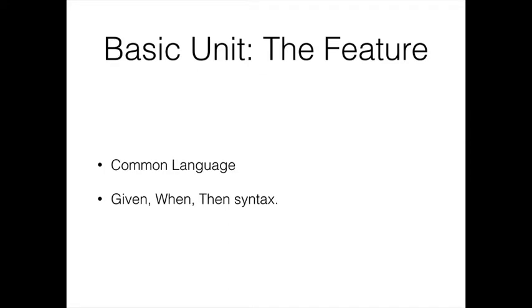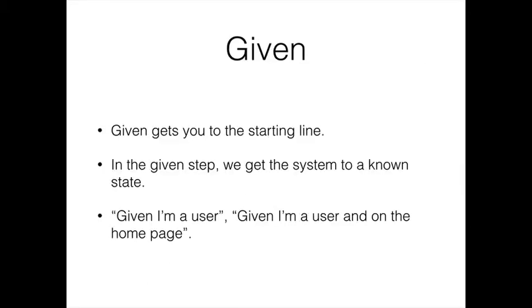The basic unit of Cucumber testing is the feature or a scenario. And every scenario follows a particular structure. It's: given something, when something happens, then I expect this. So let's explore just the concepts here. There's no need to worry about code or any details yet.